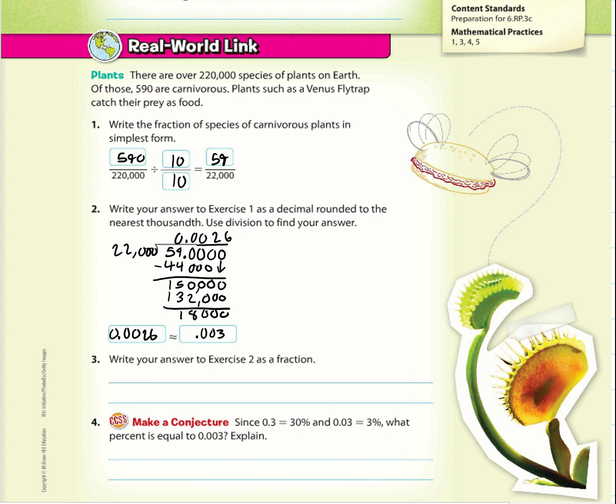So write your answer to exercise 2 as a fraction. So 3 thousandths, that's going to be 3 over 1,000. I don't know why they give us a dinky spot. So 3 over 1,000.